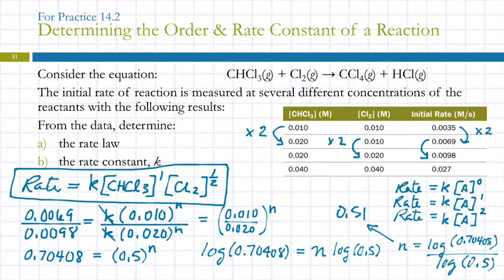So the overall order, just to make sure I'm understanding, would be 1.5 here? Yeah, the overall order would be 1.5.